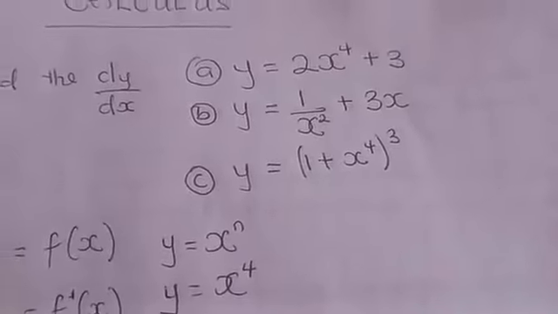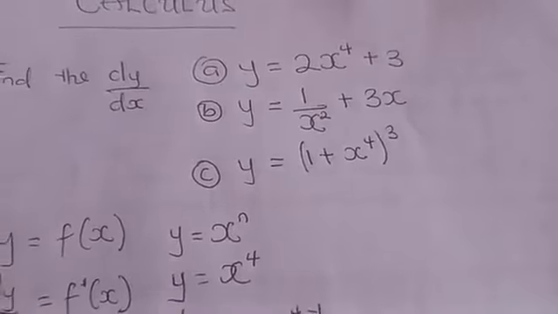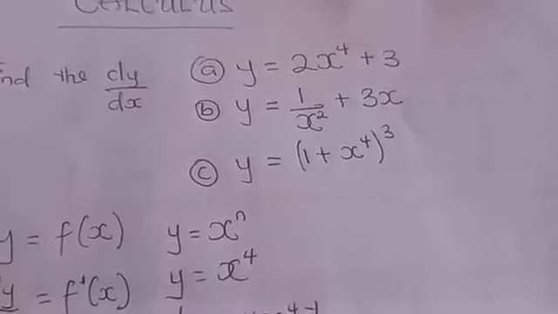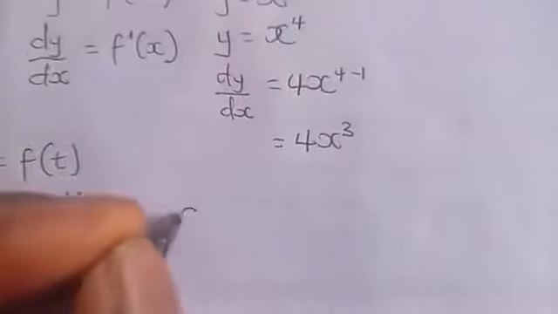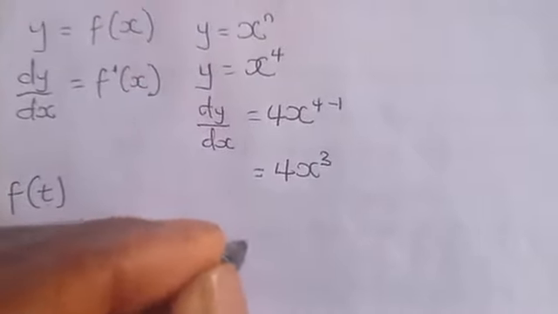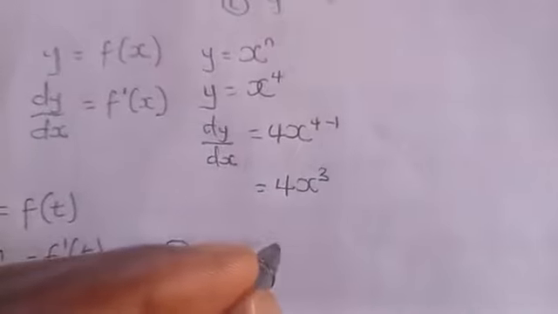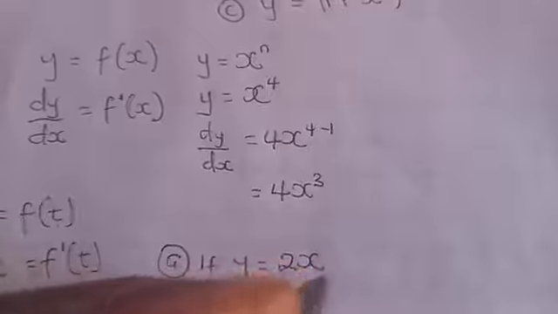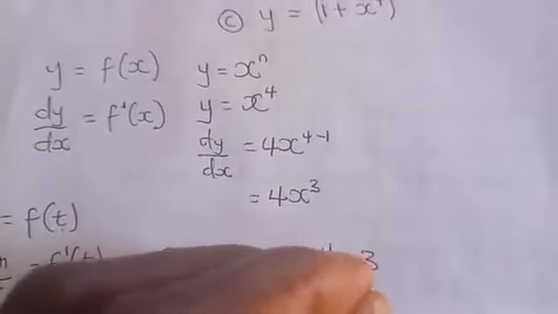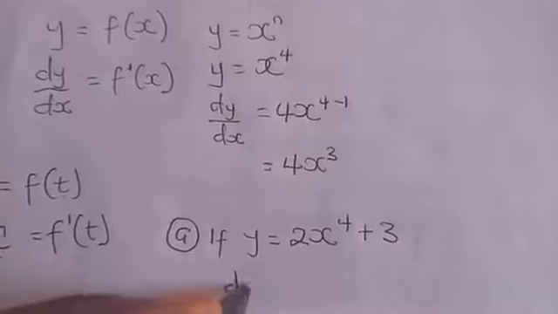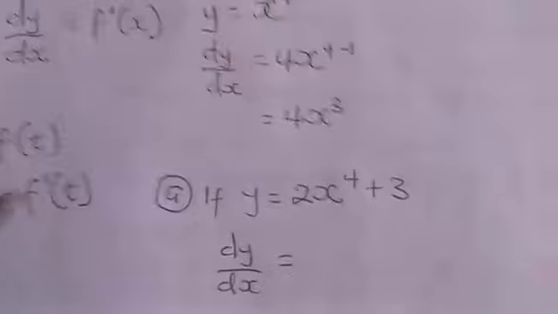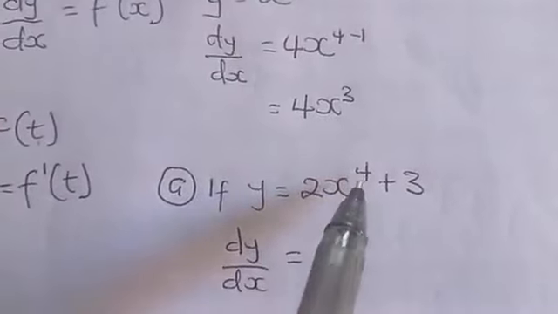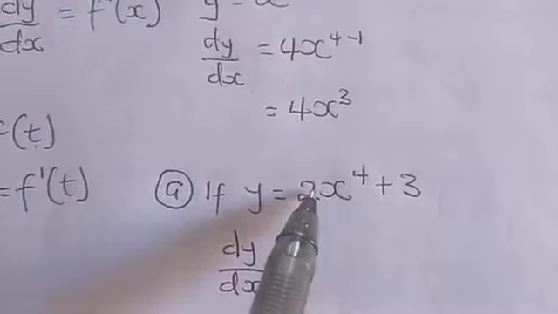Question A, we have to find dy dx if y is equal to 2x raised to power 4 plus 3. Question A, if y is equal to 2x raised to the power of 4 plus 3, our dy dx will be equal to, remember we said you have to multiply the power by the coefficient and then subtract 1 from the power.